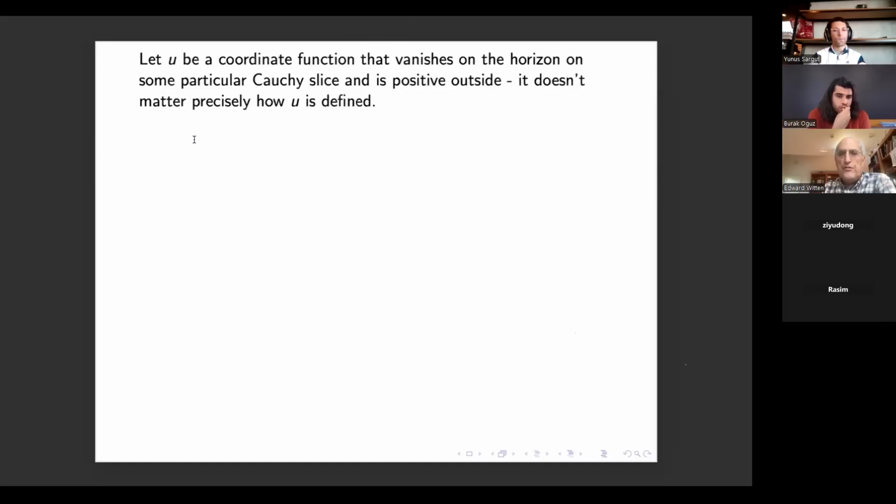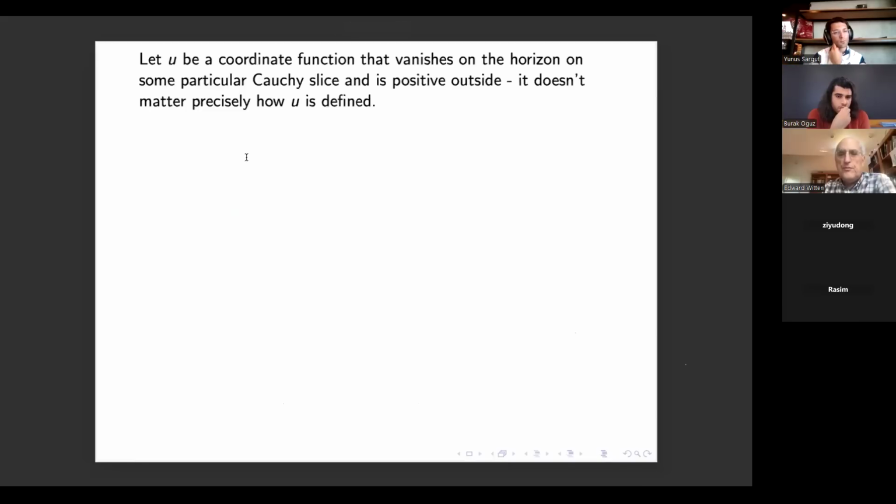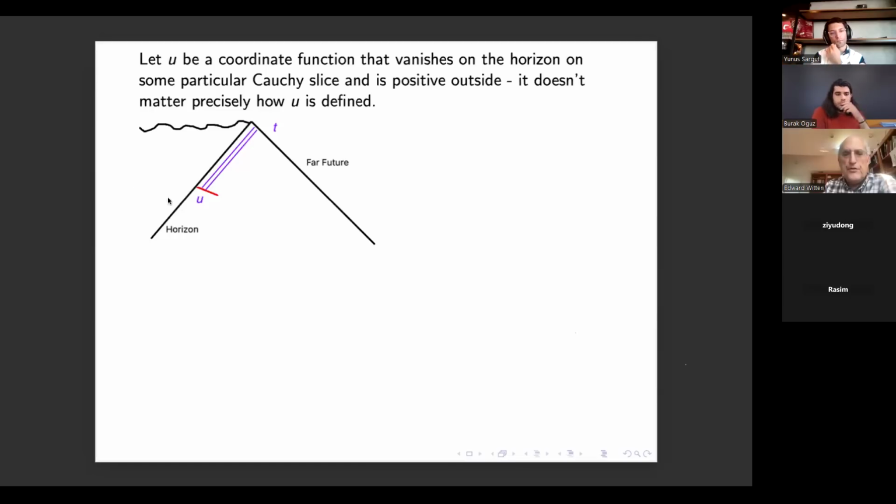So to be a little more quantitative, I'm going to let U be a coordinate function that vanishes on the horizon on some particular Cauchy slice, which will be this slice S, and it's positive outside. It doesn't matter precisely how U is defined. So here I've drawn, again, the part of the picture that's important. The part of the picture that's important is the horizon, first of all. Then there's the initial value surface, shown in red. All that we care about is that it's to the future of the collapsing star. The star has disappeared up here, and now I've drawn an initial value surface that stretches outward from the horizon. It also stretches behind the horizon, but we can't see that part.